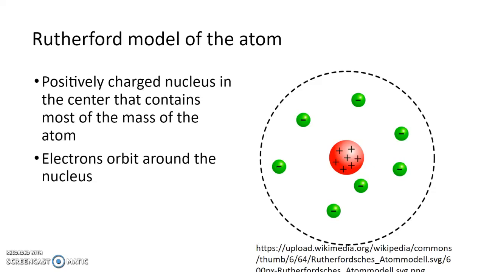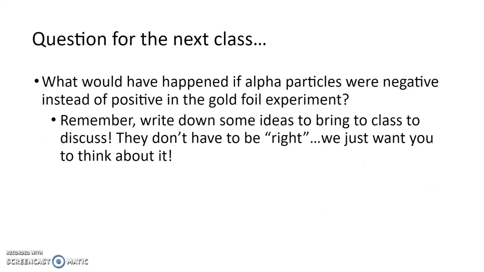All right, so he comes up with this model of the atom. We're going to talk more about other models of the atom, but what we'd like you to think about is what would have happened if alpha particles were negatively charged instead of positively charged in the gold foil experiment. Write down some ideas. They don't have to be correct. We just want you to think about it.